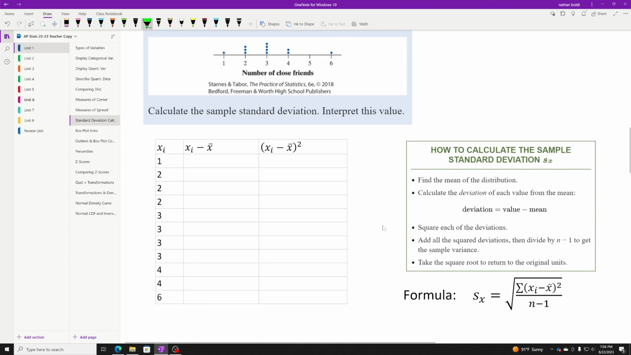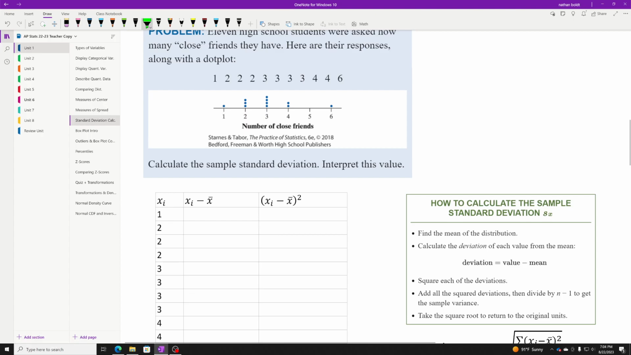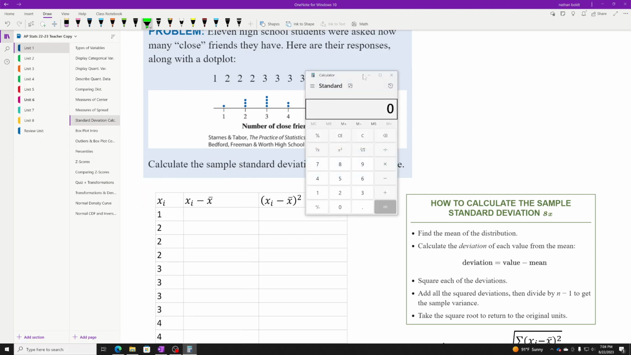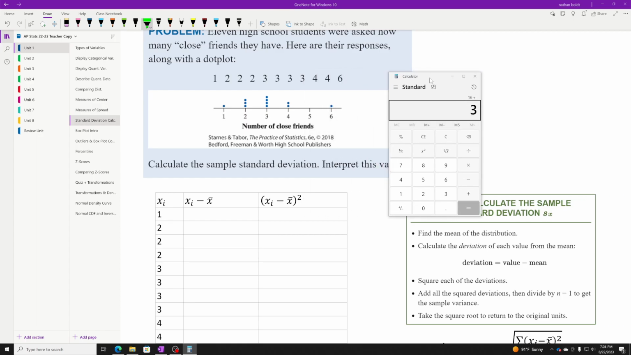So the first thing we need, I don't even have the average up here. All right, let me grab the average. 1 plus 2 plus 2 plus 2 plus 3 plus 3 plus 3 plus 3 plus 4 plus 4 plus 6 divided by 11. Oh, they're so nice. So the average here is 3. All right.